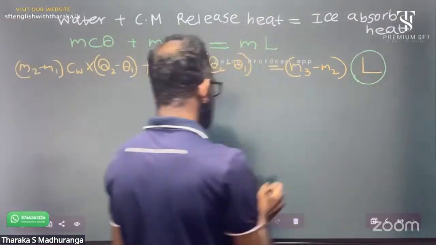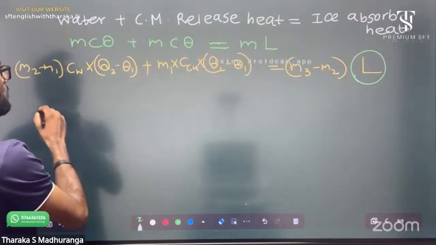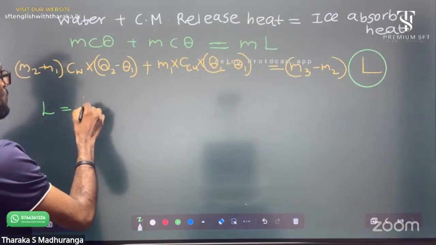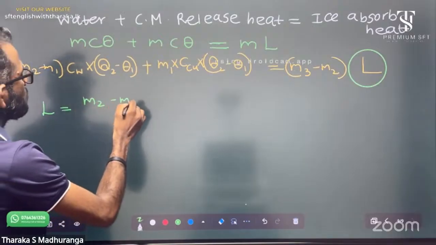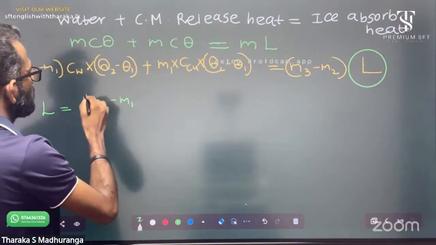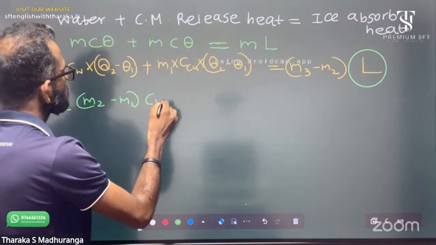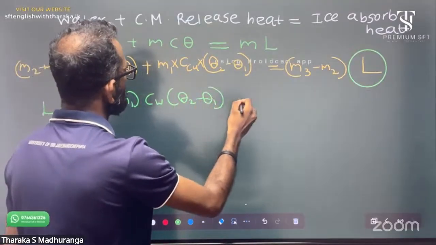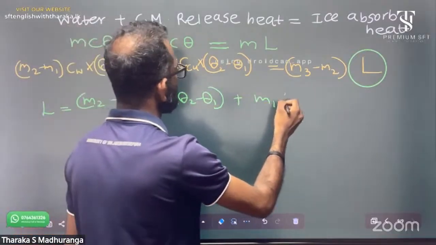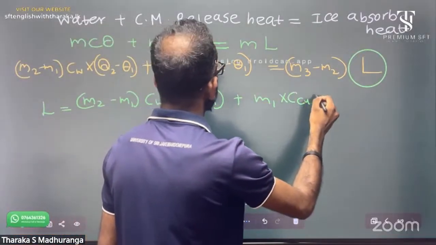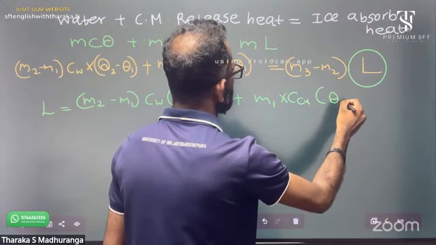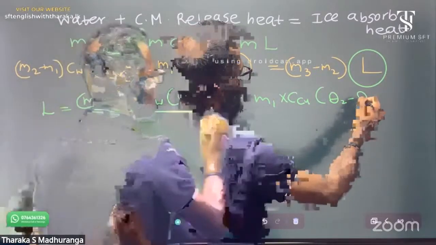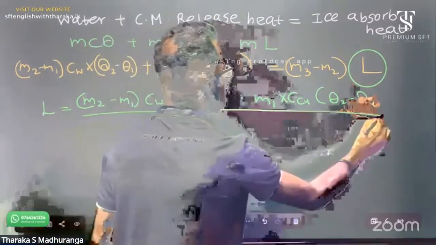To get the L, isolate the L. L equals M2 minus M1 into CW, theta 2 minus theta 1, plus M1 into C copper, theta 2 minus theta 1, divided by M3 minus M2.